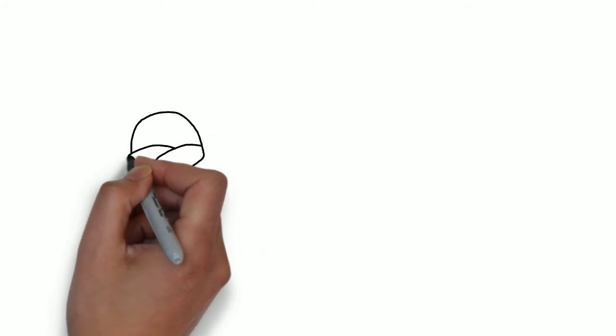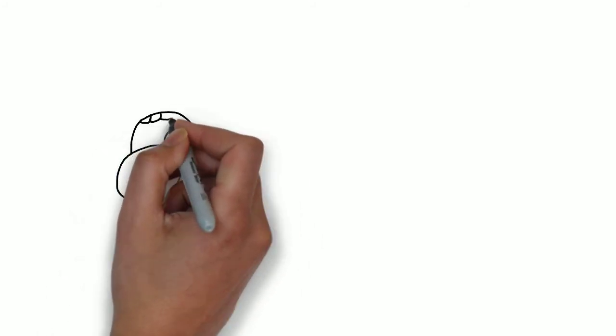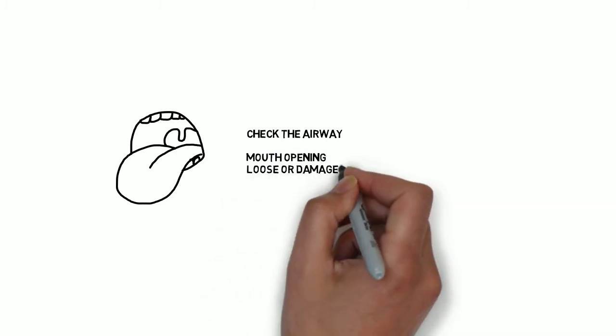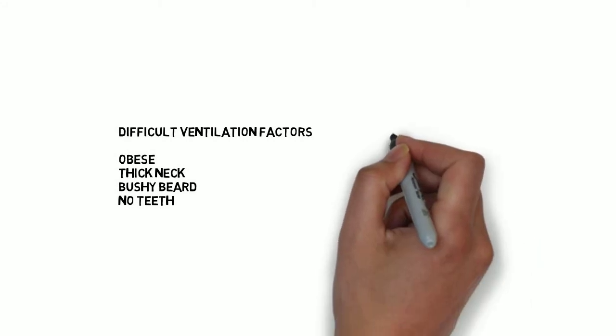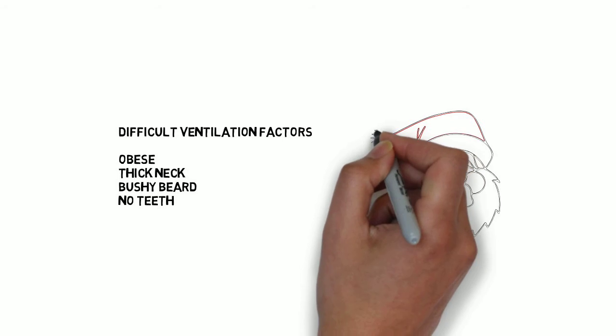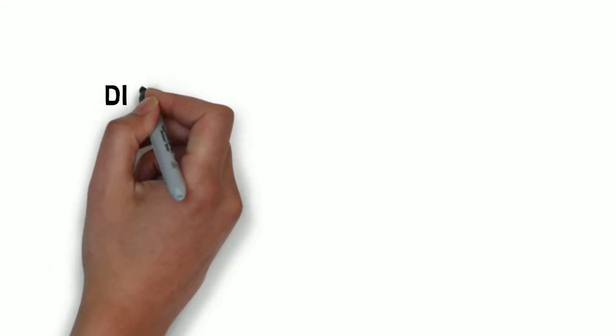Airway assessment is performed by the anaesthetist, who reviews previous anaesthetic charts. They need to know about any loose teeth, caps or crowns which could be damaged. Difficult face mask ventilation may occur if the patient is obese, has a thick neck, bushy beard or no teeth. A difficult intubation is predicted by a number of factors.